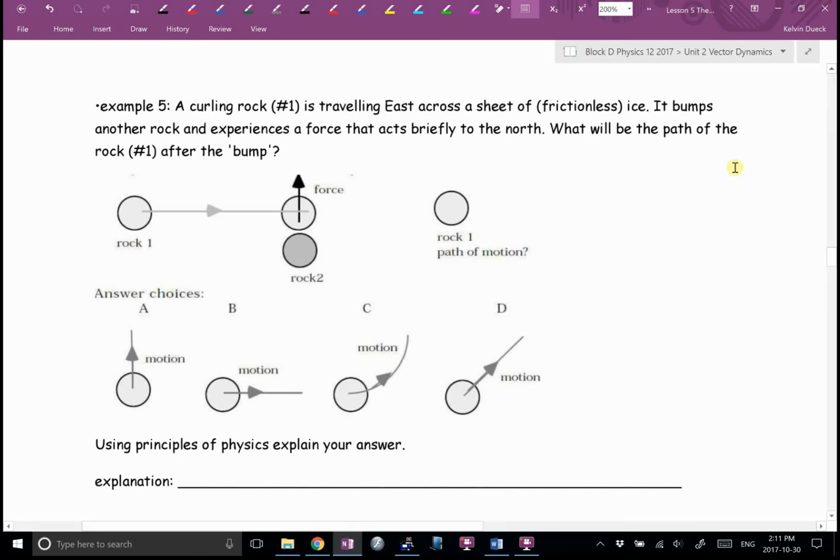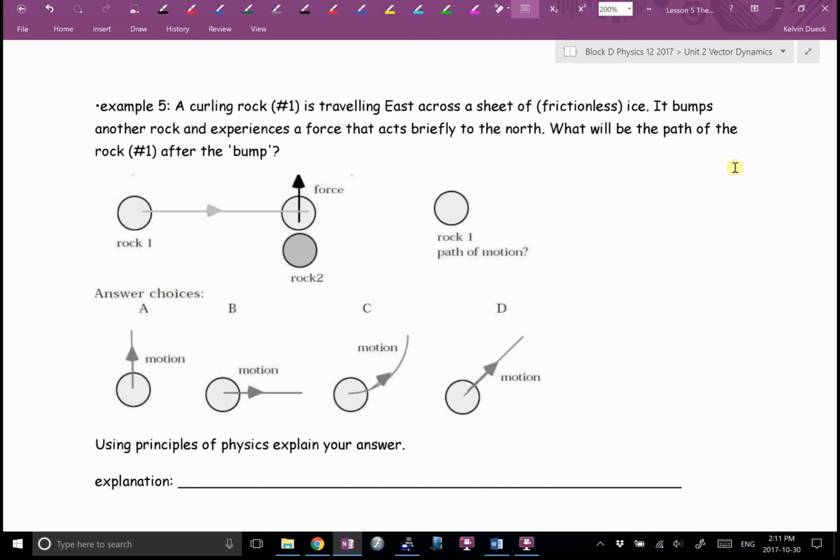Once again, we get to vote. Once again, how high you hold your hand up is how sure you are of the answer. A, B, C, or D. So the second rock, they collide. Wham, they collide. After the collision, will the first rock be traveling path A, path B, path C, or path D?